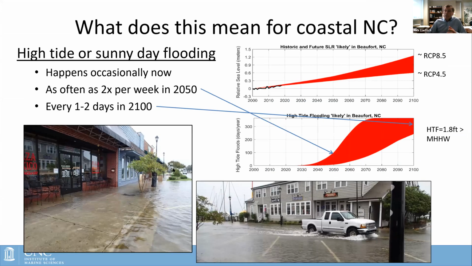So let's try to put the pieces together. What does this mean for coastal North Carolina? I look at it at 2 different levels. One is just the high tide or sunny day flooding. In the absence of any storm, occasionally today on king tides or other things, we'll get situations where, in these pictures from the town of Beaufort, Carteret County, central North Carolina, Front Street in Beaufort is flooded, and that happens, say, 2 or 3 times a year today.